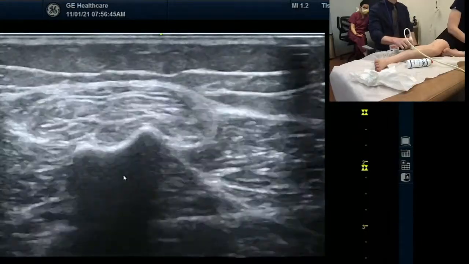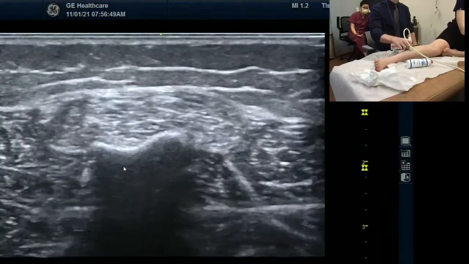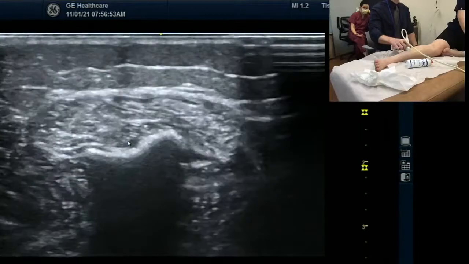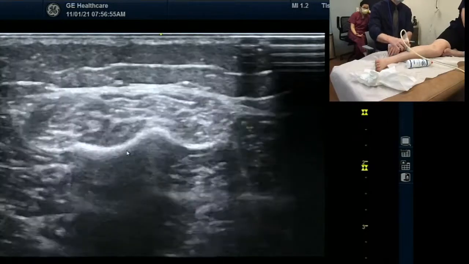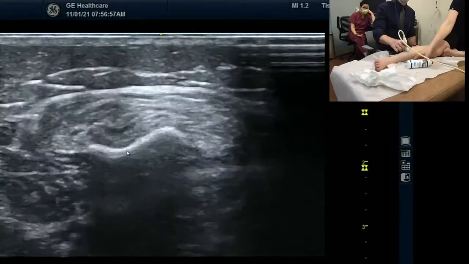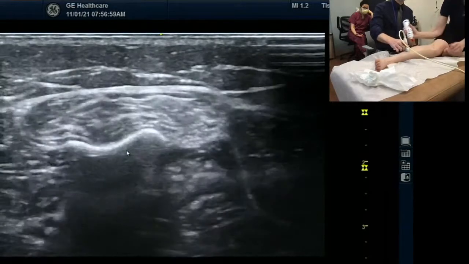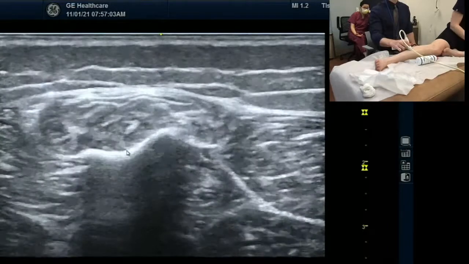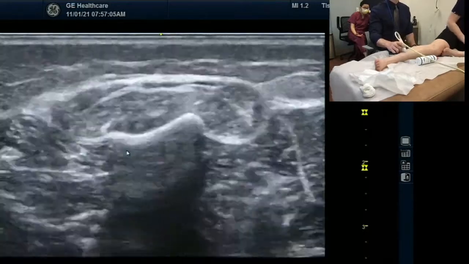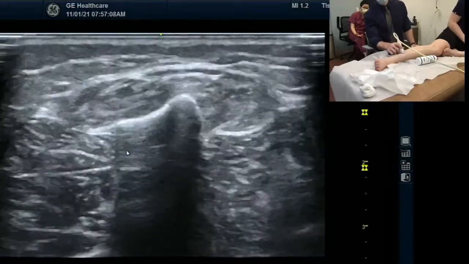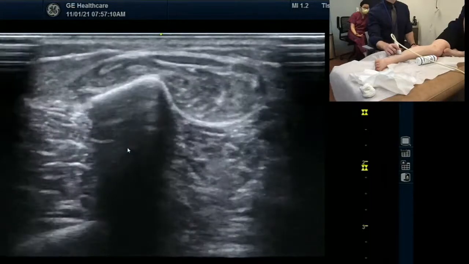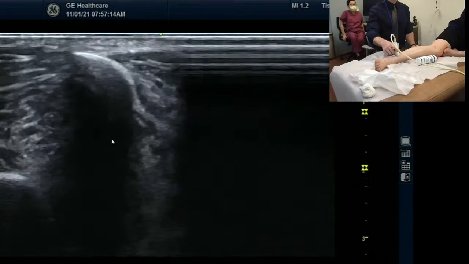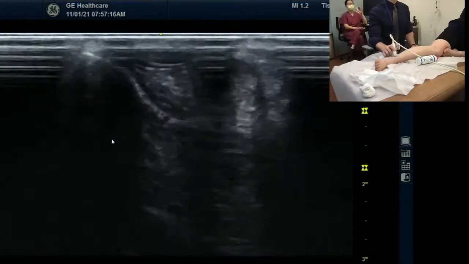I'm about halfway down the leg now. And now we're almost fully brevis on the screen. So I'm coming lower, I'm running out of gel. Okay. And now I'm coming more distally. So now I'm getting near the lateral malleolus.